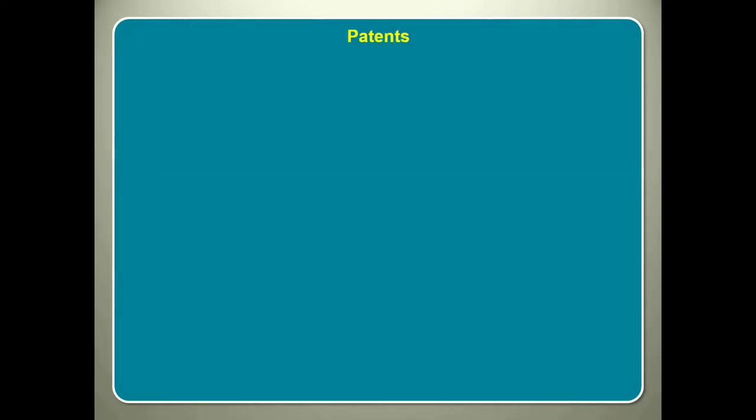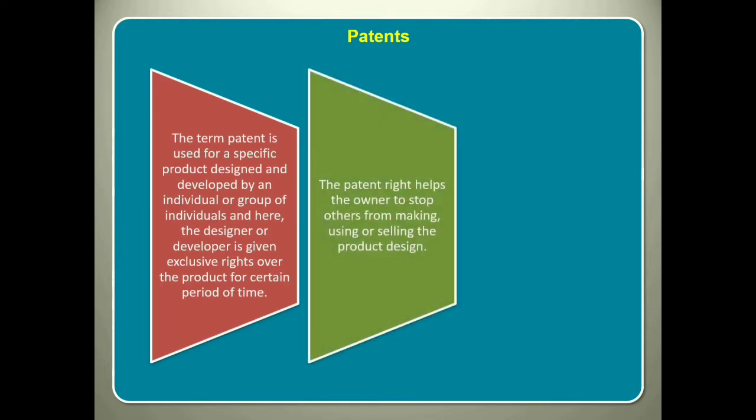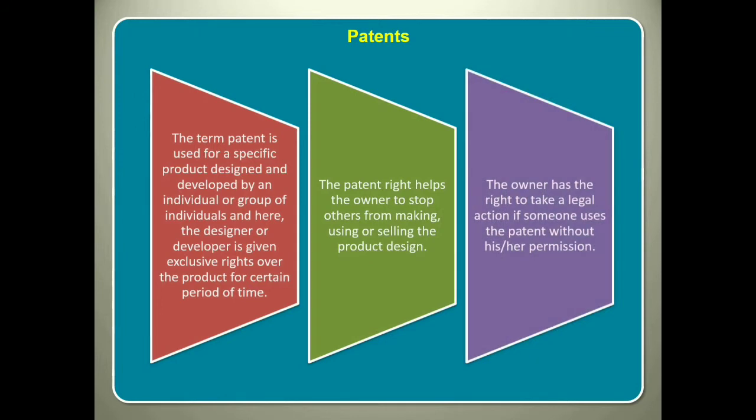Let us begin with patents. The term patent is used for a specific product designed and developed by an individual or group of individuals, and here the designer or developer is given exclusive rights over the product for a certain period of time. The patent right helps the owner to stop others from making, using, or selling the product design. The owner has the right to take legal action if someone uses the patent without his or her permission.